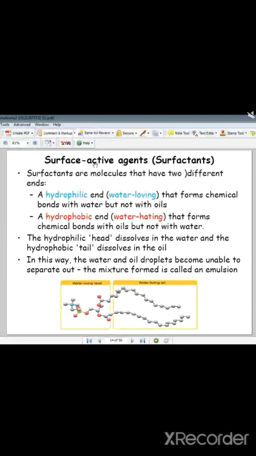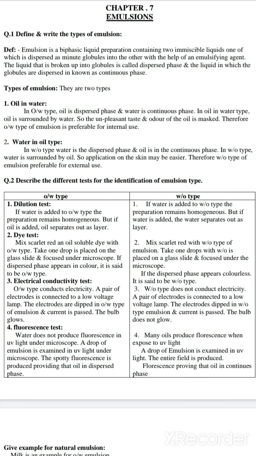Now we have the PDF of emulsion. So here it is written about the emulsion definition. Emulsion is a biphasic liquid preparation containing two emulsifiable liquids, one of which is dispersed as minute globules into the other with the help of an emulsifying agent. The liquid that is broken up into globules is called the dispersed phase, and the liquid in which the globules are dispersed is known as the continuous phase.